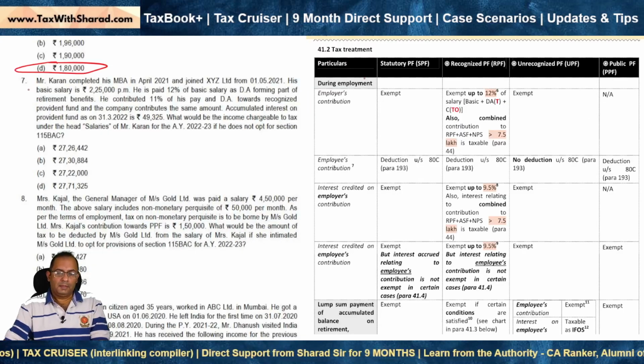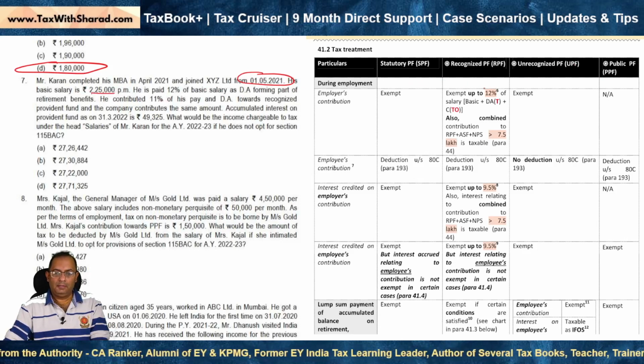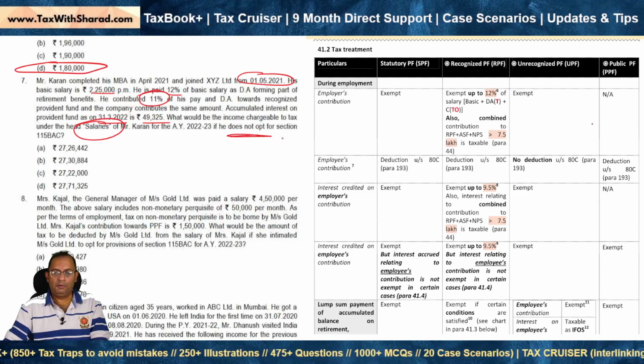MCQ number 7. Mr. Karan completed his MBA in April 21 and joined XYZ Limited from 1st May 2021. His basic salary is 2,25,000 per month. He's paid 12% of basic as DA forming part of retirement. He contributed 11% of his pay and DA towards RPF and the company contributes the same amount. Accumulated interest on PF as on 31st March 2022 is 49,325. What would be the income chargeable to tax under the head salaries of Mr. Karan for AY 22-23 if he does not opt for section 115BAC?